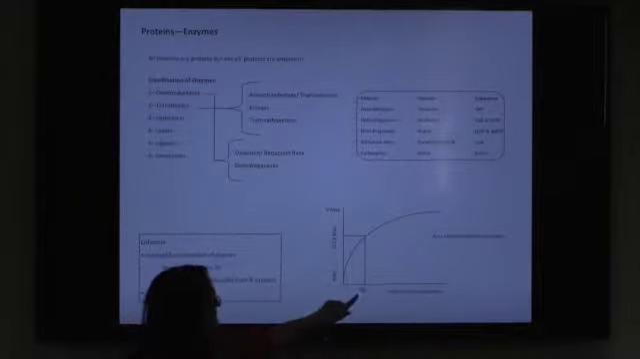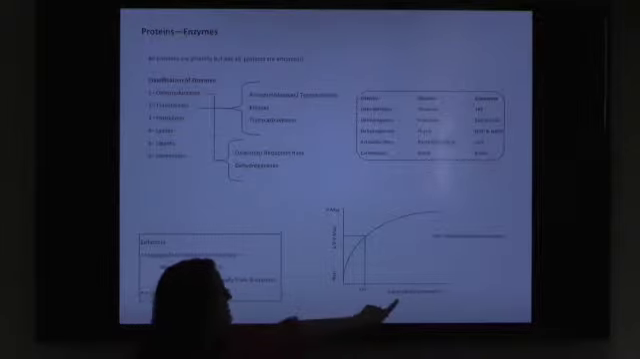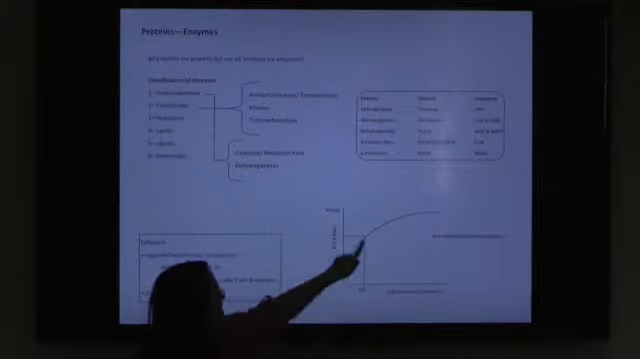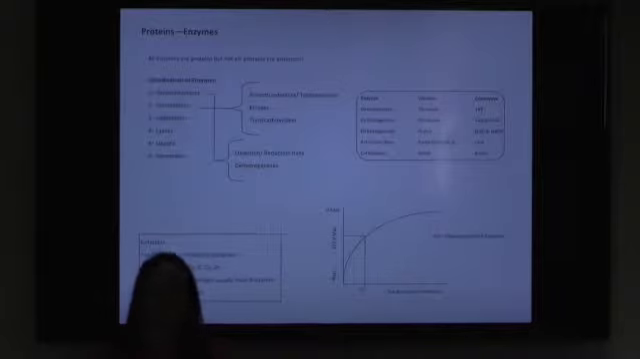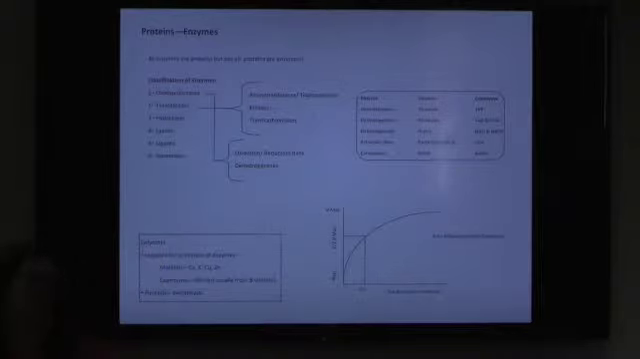So your Km is going to be when the substrate concentration is at the point where you need half of your maximum velocity. Okay, so Km is half Vmax. Remember, that means Km is a substrate concentration. A lot of people forget that.